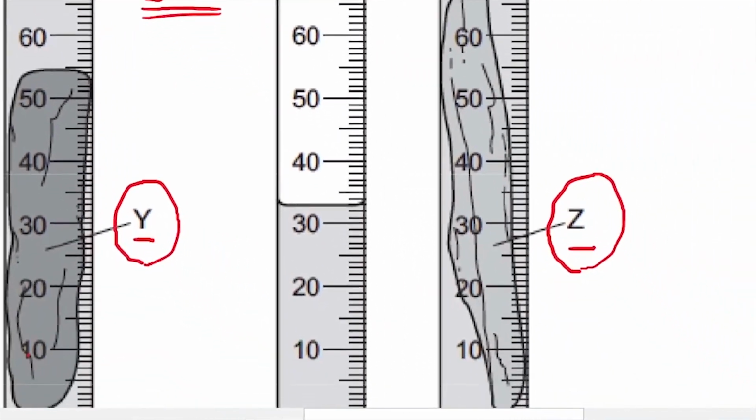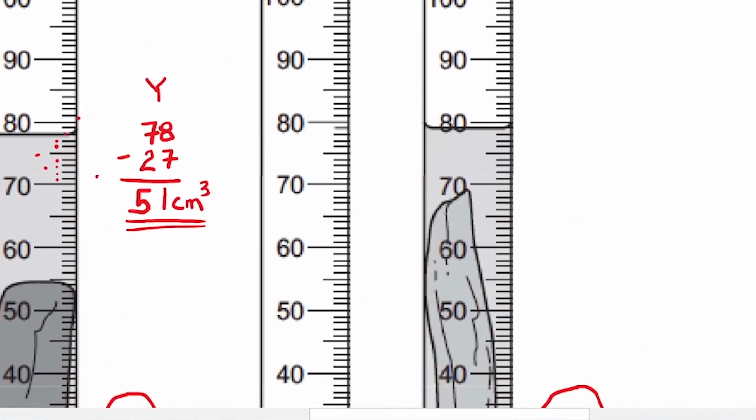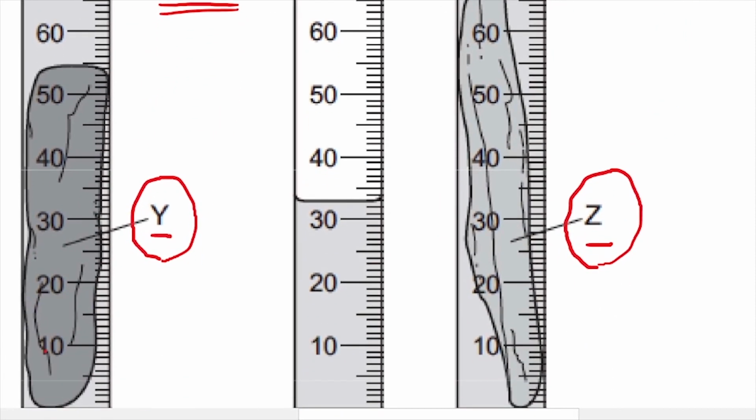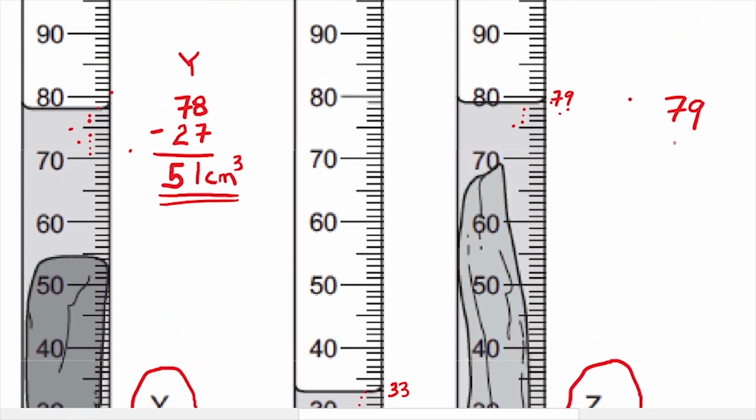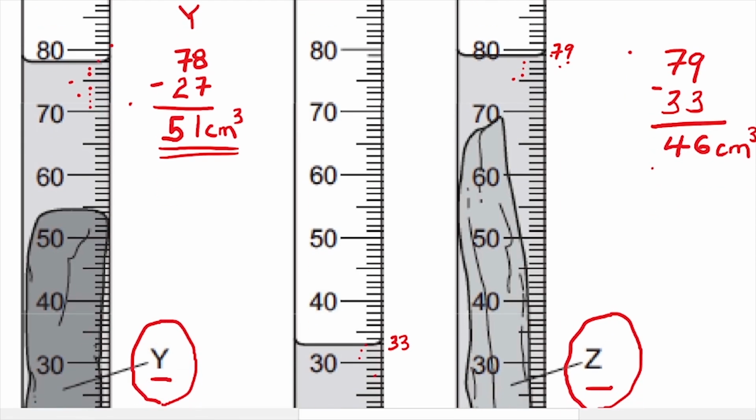Then finally, we have here the volume of the water level after the stone was dipped. This is 70, 75, 76, 77, 78, 79. So this is 79, the volume after. Before dipping in, coming here, it is 30, 31, 32, 33. So right here, it is 33. When we subtract these two, we end up with 46. And this is the volume of Z.